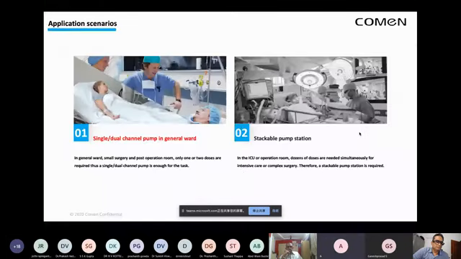So applications: the single and dual channel, as we just introduced, are for general ward and small surgical, where basically it is enough for the requirement. But for the operating theater rooms and the ICU, we mostly need the syringe workstations. During surgery, different drugs and more kinds of drugs may be needed in the ICU and the operating theater rooms. So at that time, a syringe workstation is a must. I think especially in big surgical cases, this should be needed.